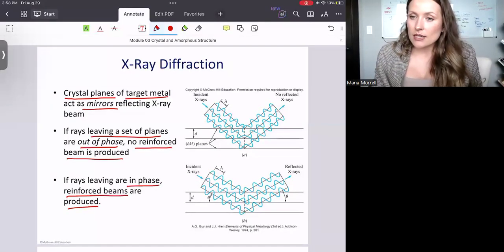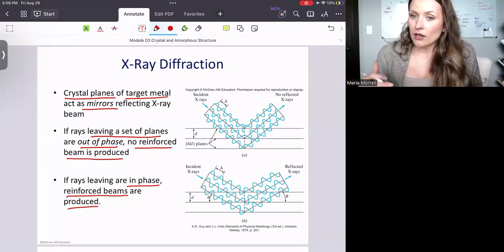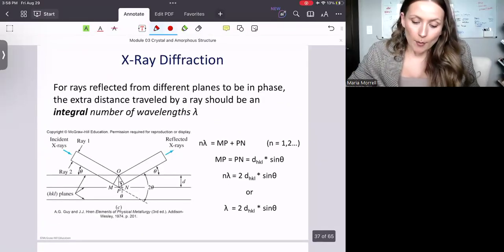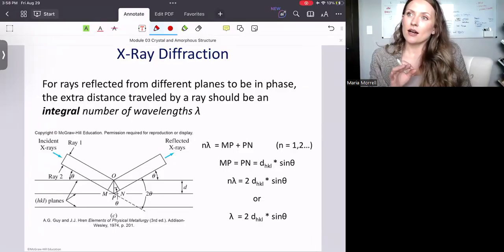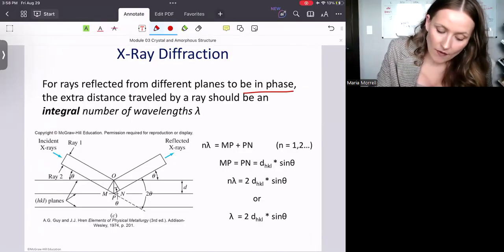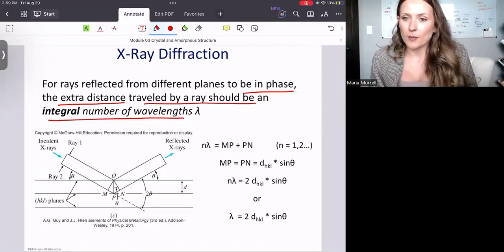You can either see no reflected rays, which means they are out of phase, or you can have a reinforced beam of reflected rays, and that's because the incident rays are in phase. But for the X-rays reflected from different planes to be in phase, the extra distance traveled by a ray should be an integral number of the wavelengths alpha.